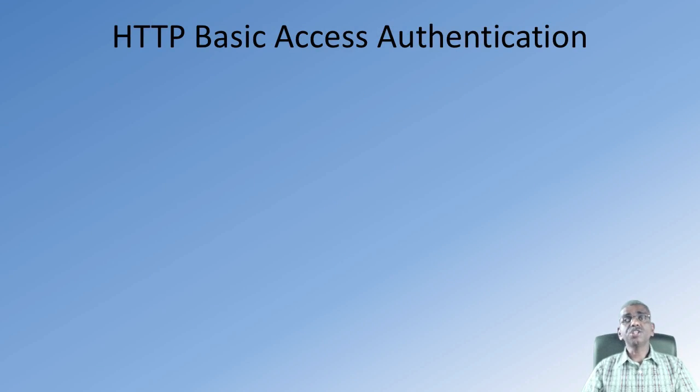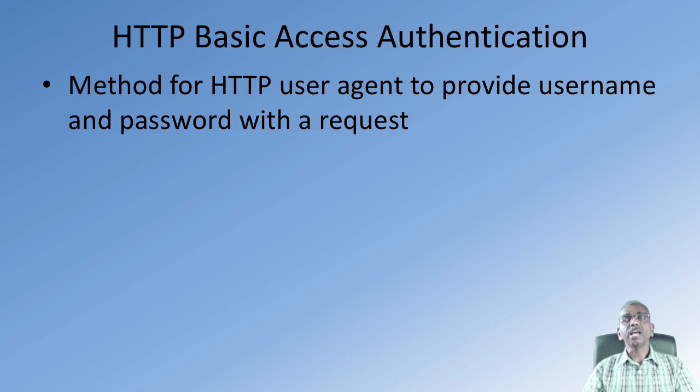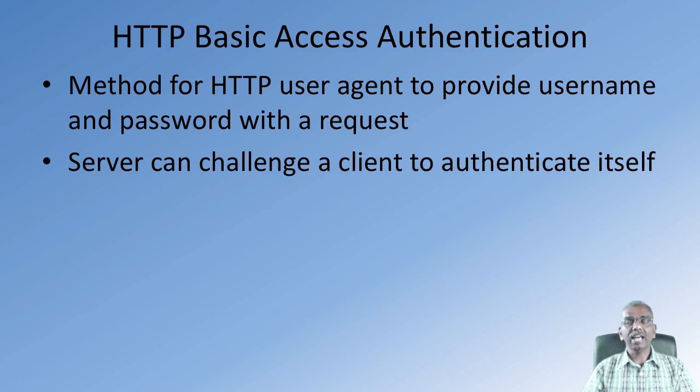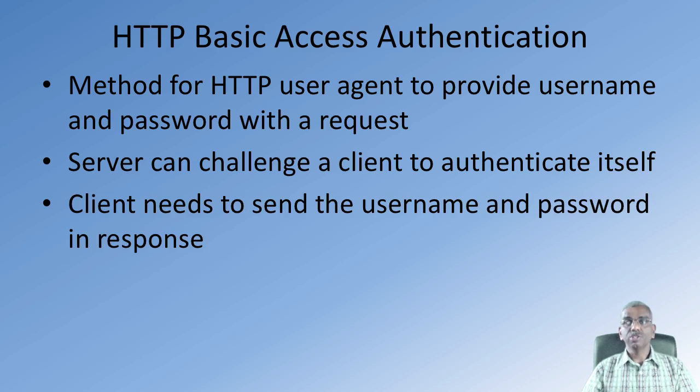Basic authentication in HTTP is a very simple mechanism which will ask the user for a username and password to be submitted with a request. And there is a specific structure on how this information will be sent from the client to the server side. So this is a method. The basic access authentication, which HTTP supports, is a method that will enable a server to challenge a client and ask for a username and password to be submitted by the client. So the server can challenge the client to authenticate itself by typing in this information. The client needs to send the username and password in response to the challenge from the server side.